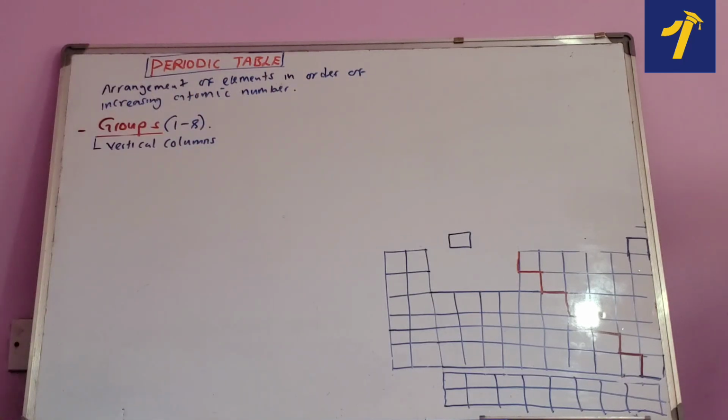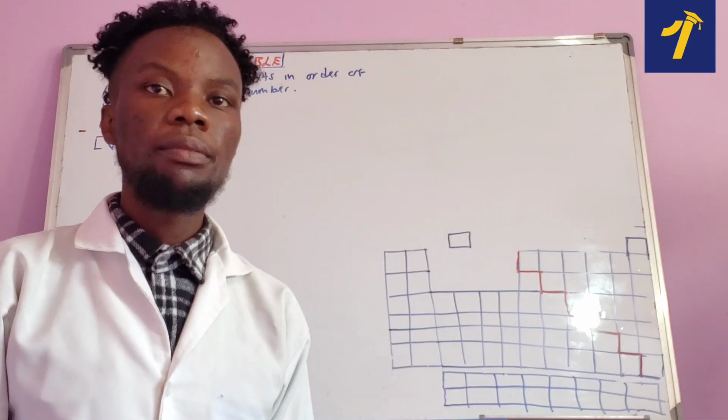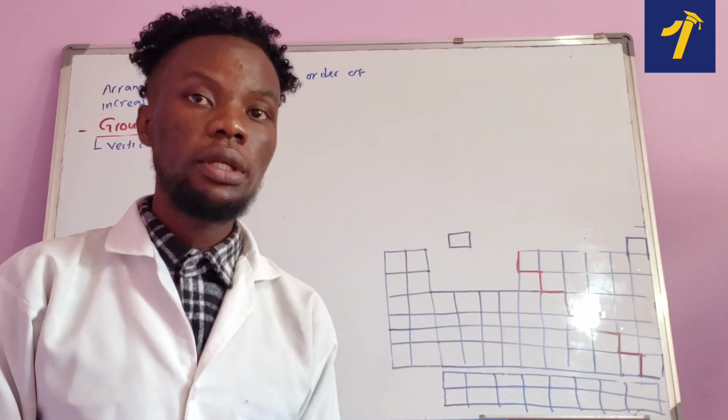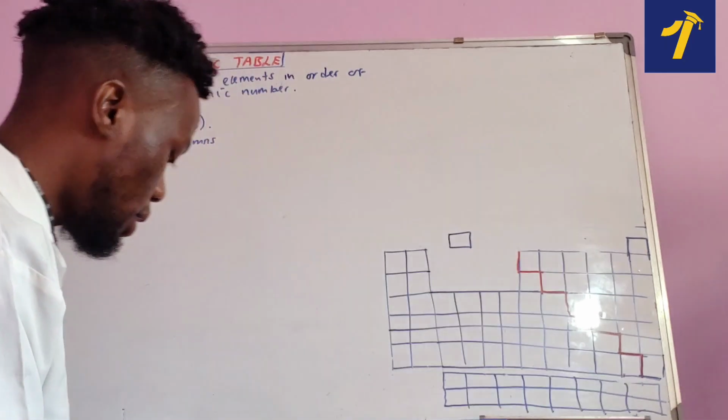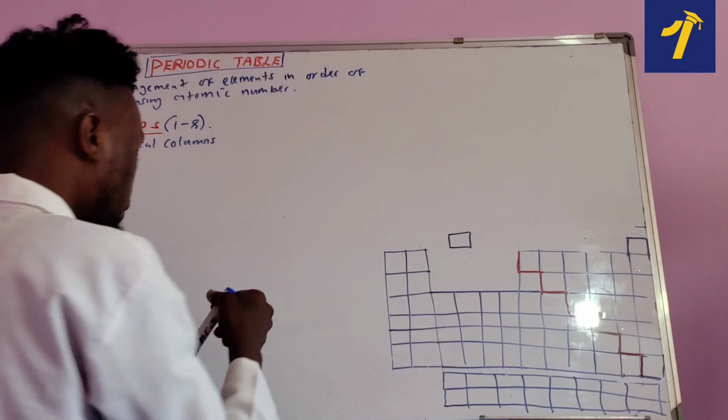Now the question that I ask you is, how do we know that this certain element is in group 2 or 3? How do we do that? Let us pick a certain element here.